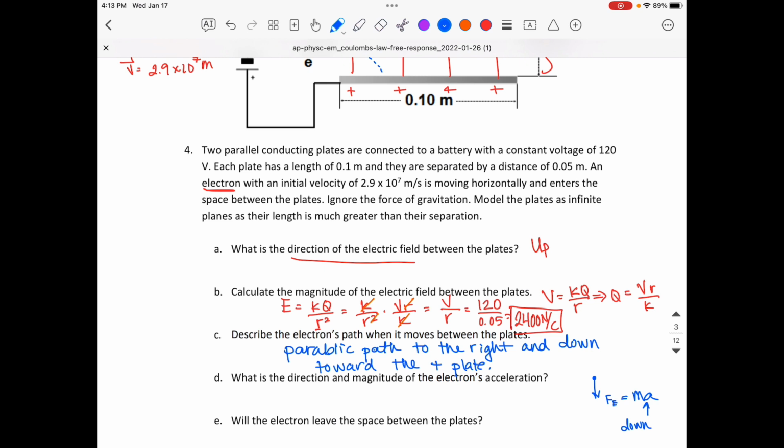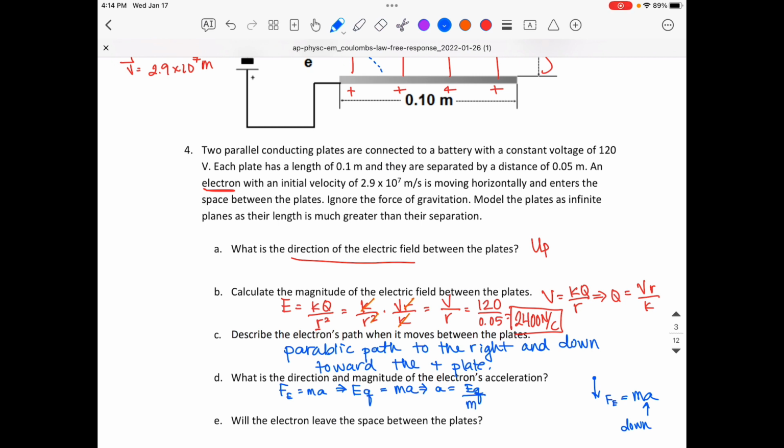In terms of the magnitude of the electron's acceleration, for this problem we are going to use our F equals ma equation. I already wrote it out here. We know that the electric force is equal to mass times acceleration. The electric force is given by the electric field, which we got from part B, times the charge of our electron, equal to the mass times acceleration. So a is equal to EQ divided by m.